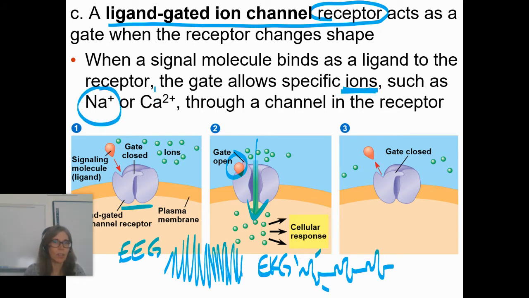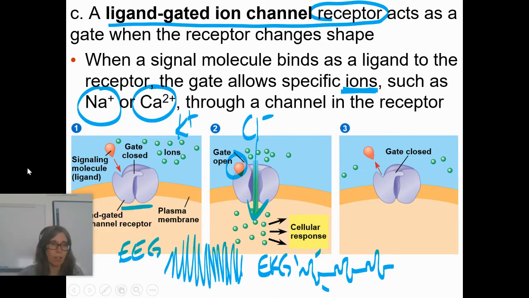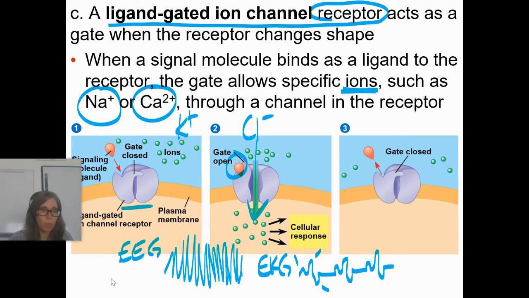So ions like sodium or calcium or potassium or the chloride ion. So these are the charges in you. That's the electricity of your muscles. It's the electricity of your nerve cells. And so the way that it works is that you would have a signaling molecule, a ligand, like maybe serotonin, norepinephrine, I don't know, acetylcholine. When it attaches to the receptor right here, it causes the receptor to open up.